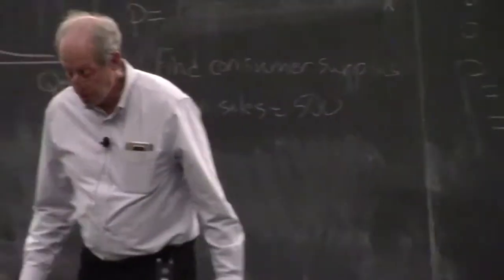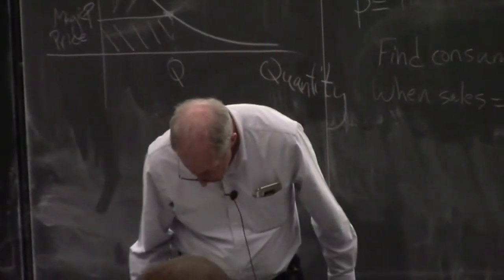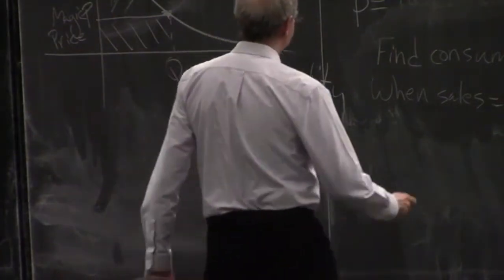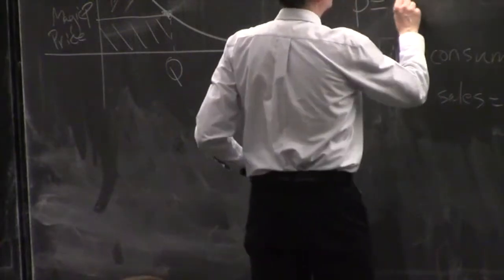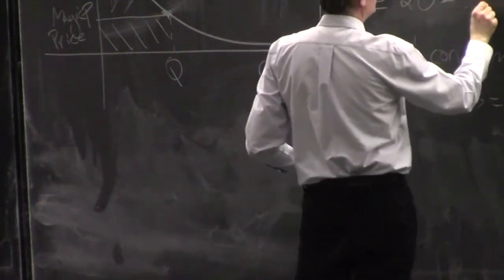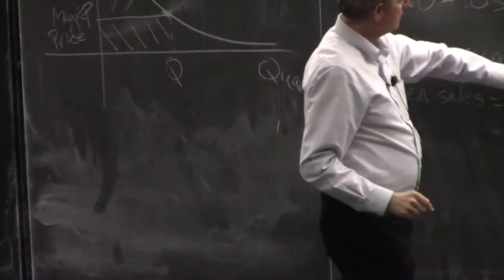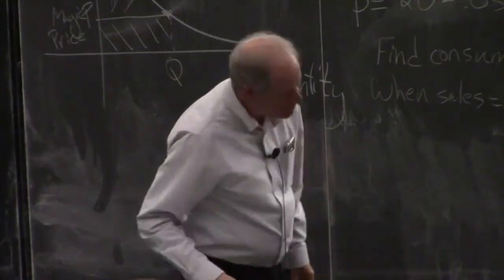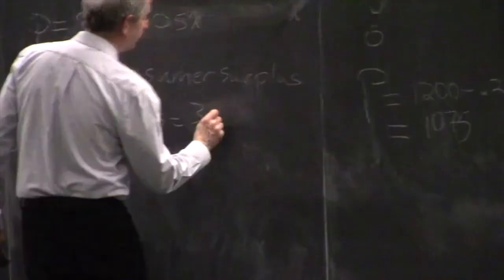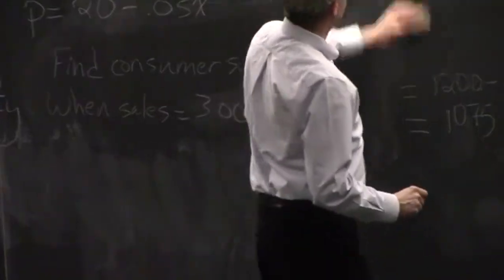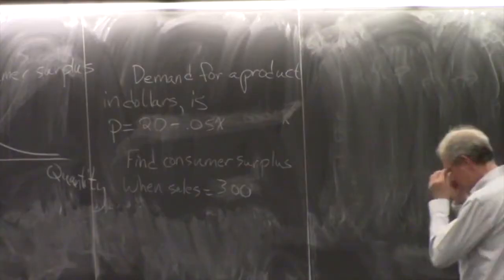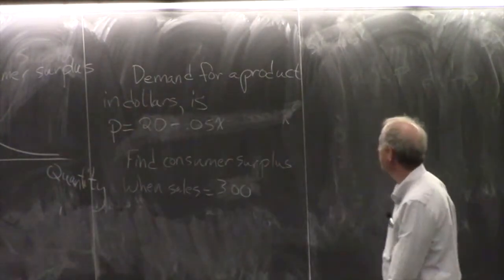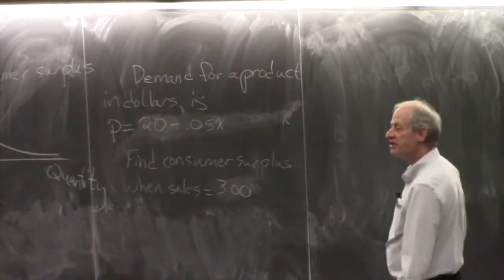The demand for a certain commodity is P is 20 minus 0.05x. Find the consumer surplus. And the sales level is 300. This looks suspicious to that problem number four. Let's work on this problem for a minute. Okay, demand for product is law. So you can do the same thing as before, yes?